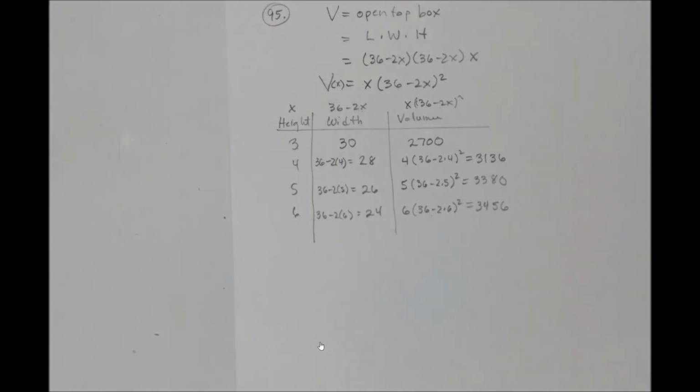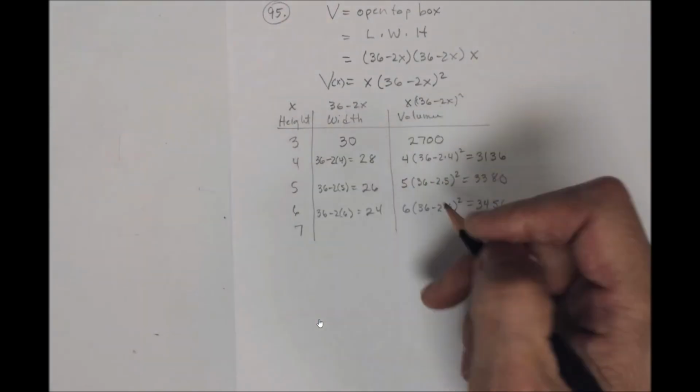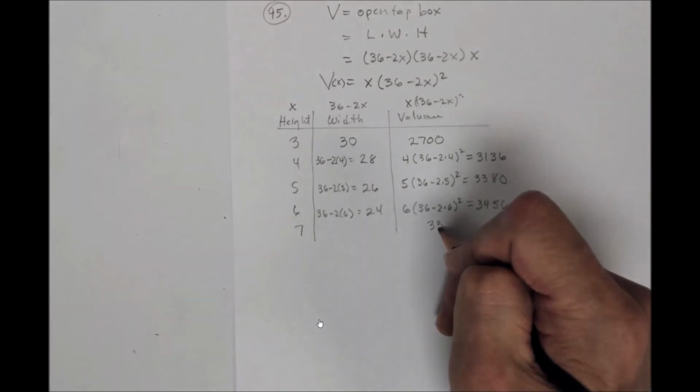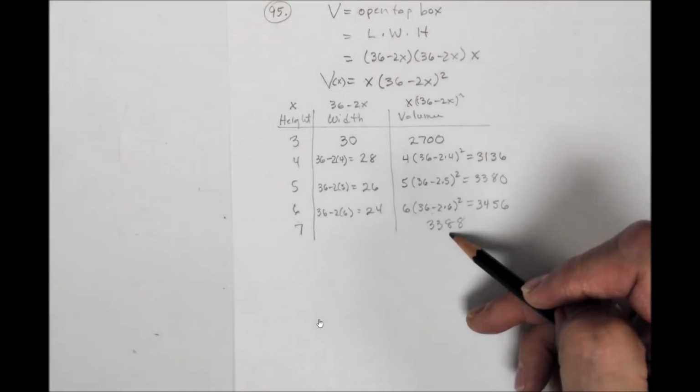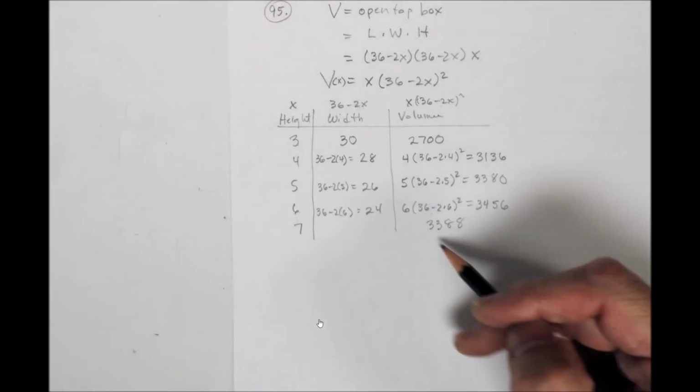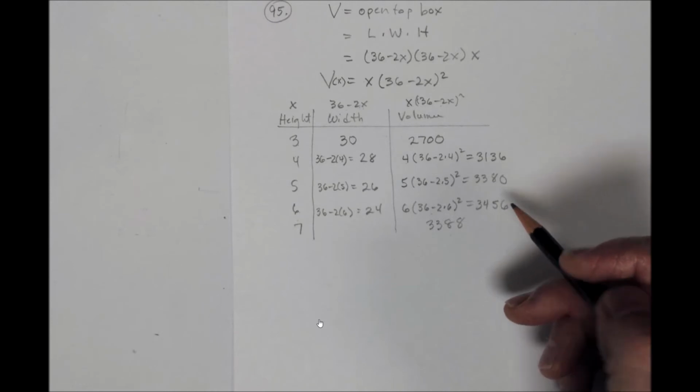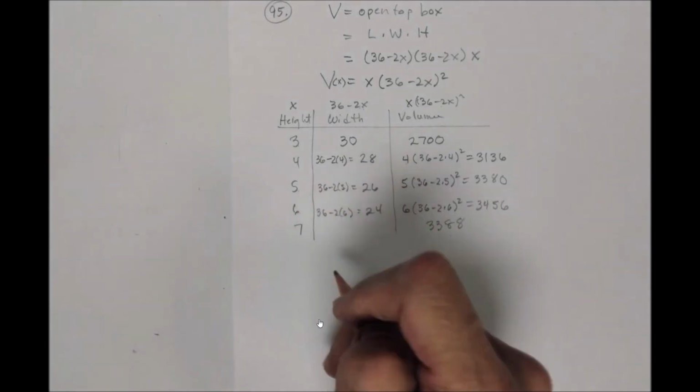And then it says, use the table to estimate a range of dimensions from which the maximum volume is produced. Well, in this case, the range of values kind of depends on what you're plugging in. I plugged in from 3 to 6, and I went from 2,700 to 3,456. So you can continue this. As it turns out, I cheated and looked in the back of the book. If you plug in 7, you get 3,388, and you can see it starts to get smaller. So I think what they want you to do, as far as a range is concerned, is keep the x values probably between 5 and 7.